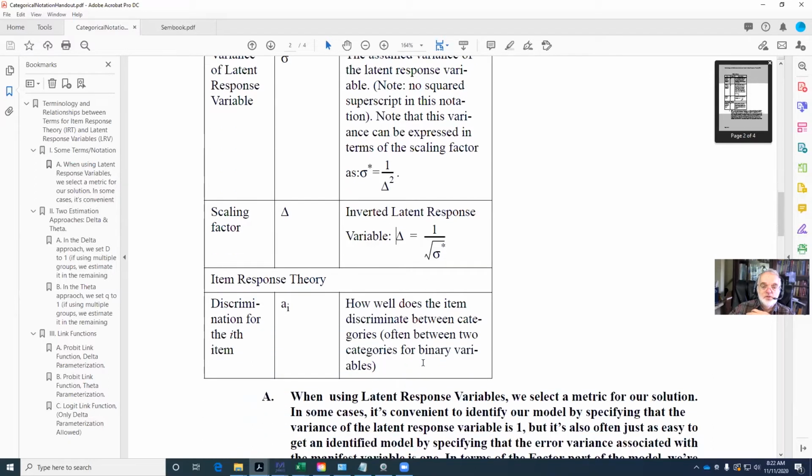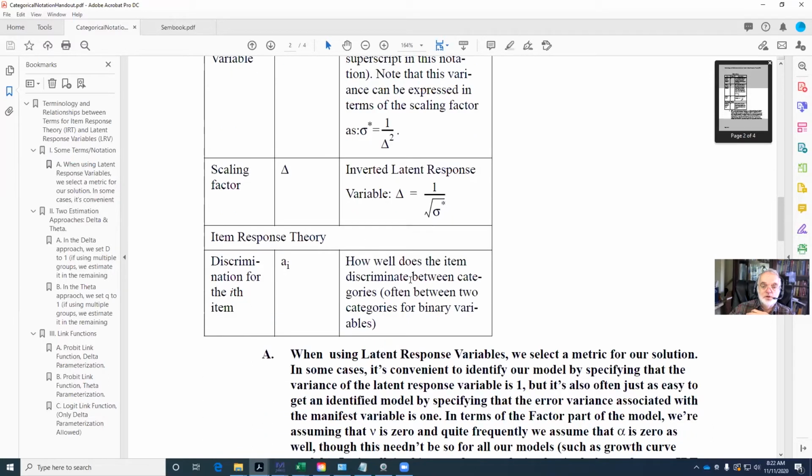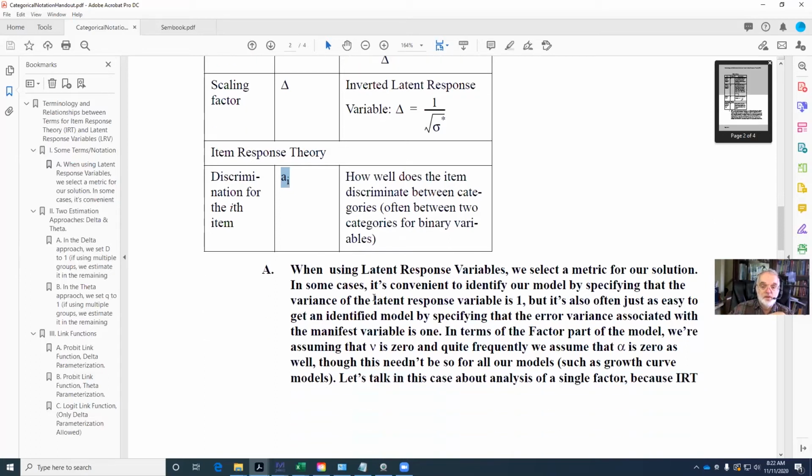Now let's talk about some language for discrimination. A is our value that we use to talk about discrimination. We'll get to this in a minute and we'll see a picture that will make it a little clearer. But the discrimination is something that tells me how informative my variable is for discriminating between levels of my factor.